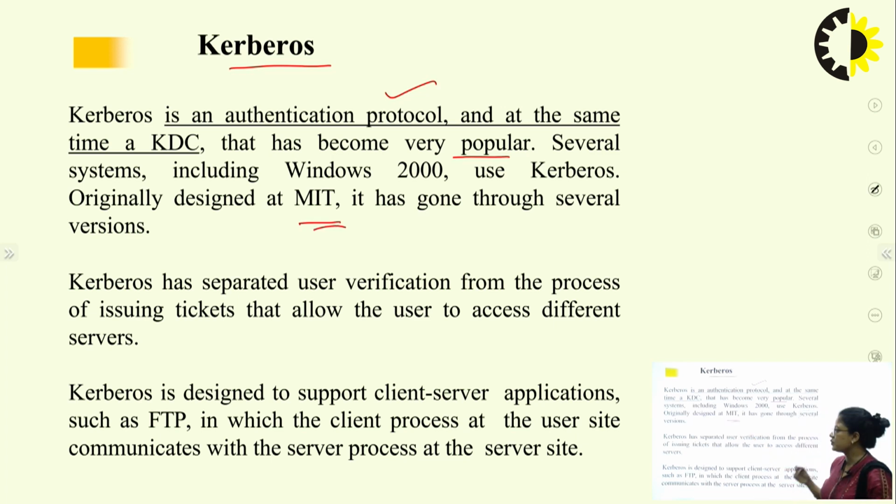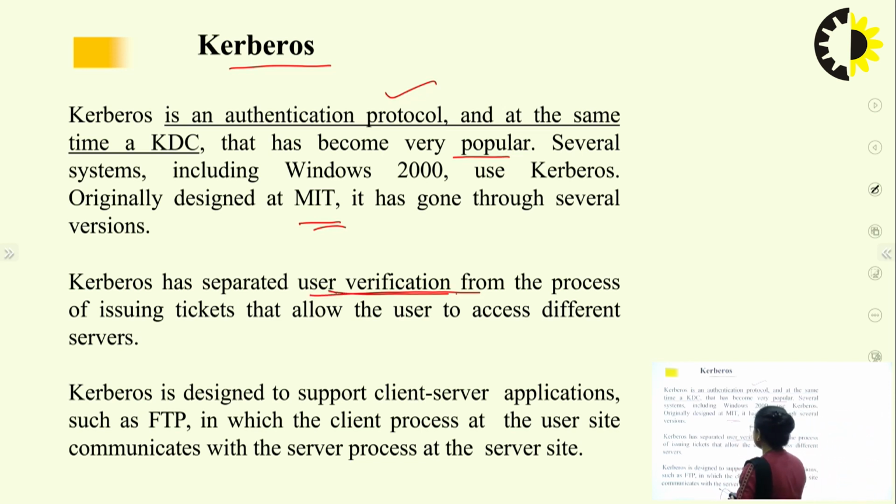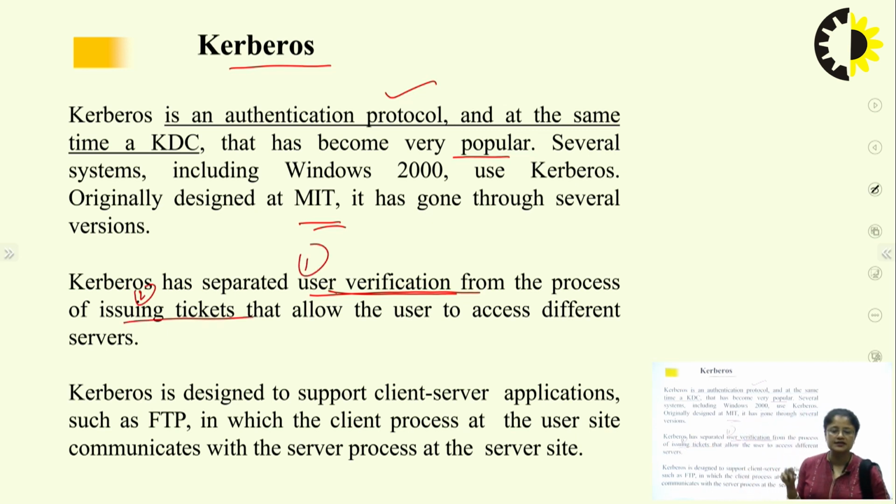KERBEROS has separated the process into two parts. The first part is the verification, user verification. The second part is the issuing of the ticket. So KERBEROS does the same process which I just explained, but it does so in two phases. First is verification of the user, the second one is issuing of the tickets. And KERBEROS is designed to support client-server communication such as FTP.